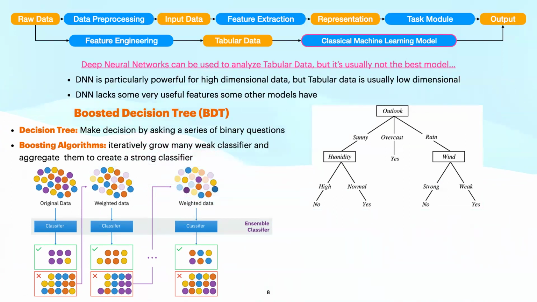For example, let's say this tree is asking you whether you want to go to work or not. So basically, first it asks you what the weather forecast looks like. If it's sunny, then we ask, is it humid? If the humidity is normal, you go to work. If the humidity is high, you don't go to work.